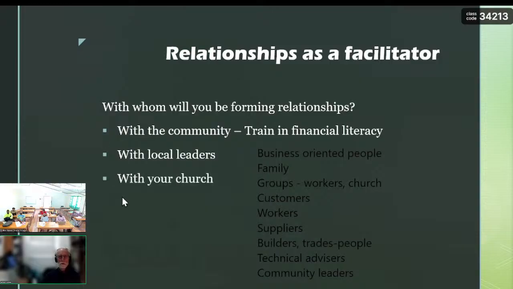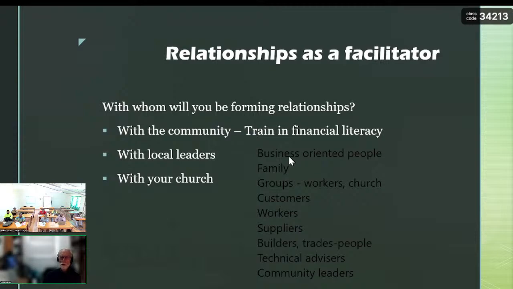Yeah, so with the community, what you need to do, as well as running a business, as well as running your farm or your chickens, whatever, is train people on how to use their money, how to save. I think it's absolutely vital that people should learn to save enough that they can afford to pay for what you're offering. With the local leaders, with your church, and so on.